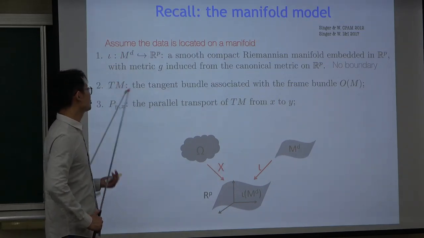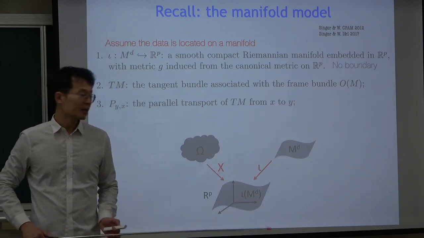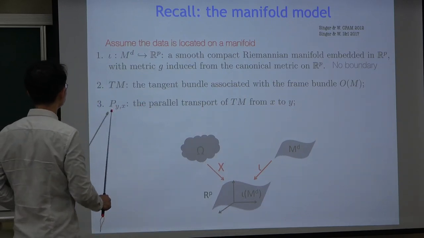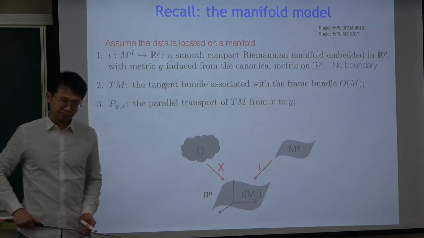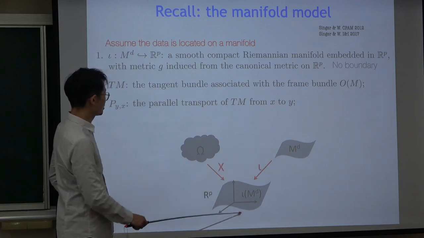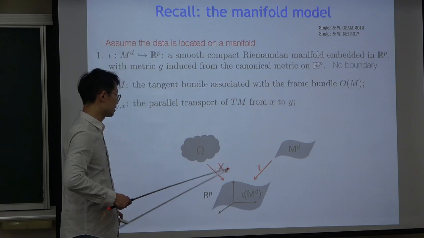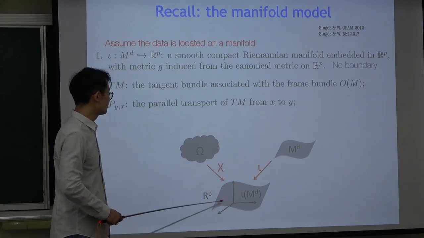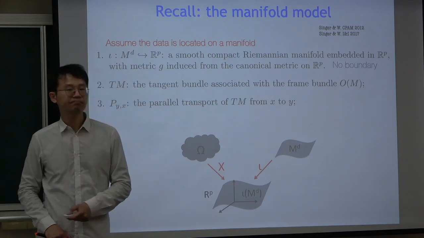And we denote TM to be the tangent bundle associated with the frame bundle OM. Okay, and we denote P_{y,x} to be the parallel transport of the tangent bundle. And that is the overall global picture. Omega is the event space, this is the manifold, the embedding, the random vector, and so on. The data is embedded in our p-dimensional Euclidean space.